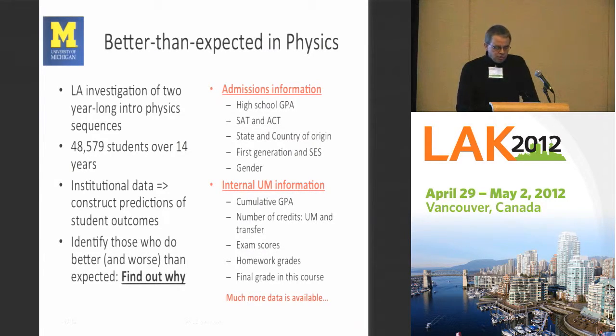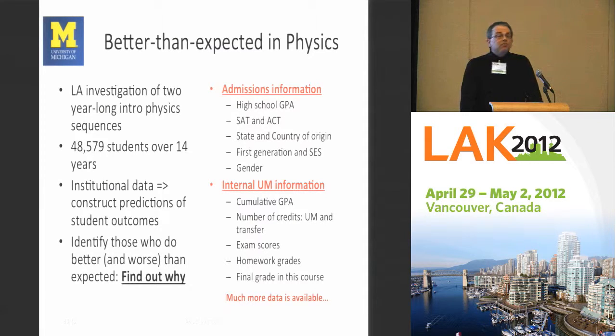Many institutions have the same two courses, one of them geared towards science, physical science and engineering students, usually a calculus-based course, and a second course geared towards life science students, often an algebra-based course. We took data from our university's data warehouse for about 49,000 students over 14 years.